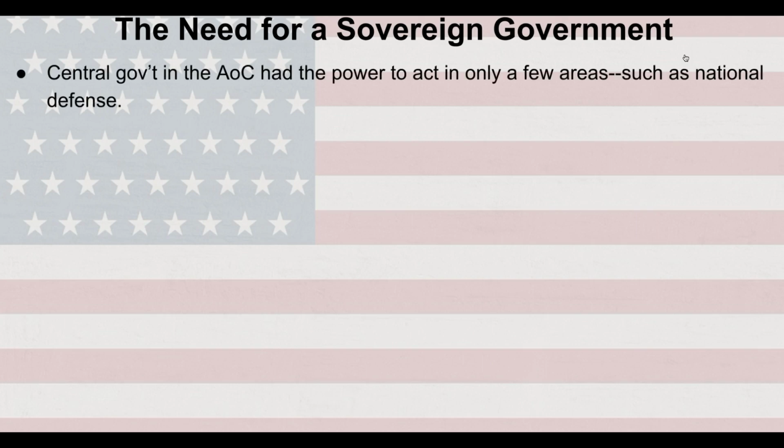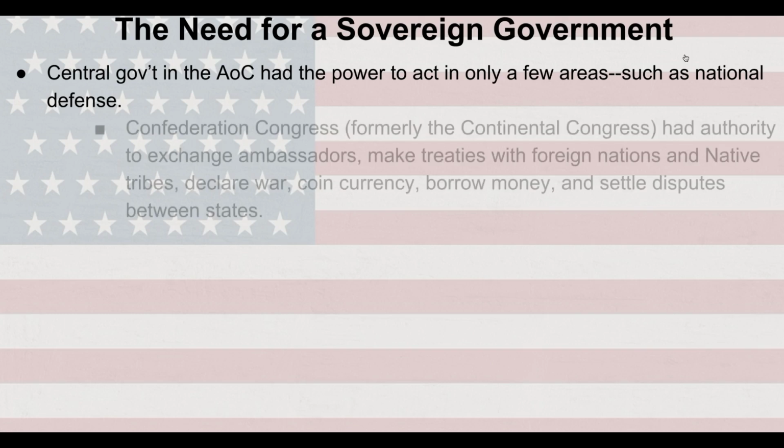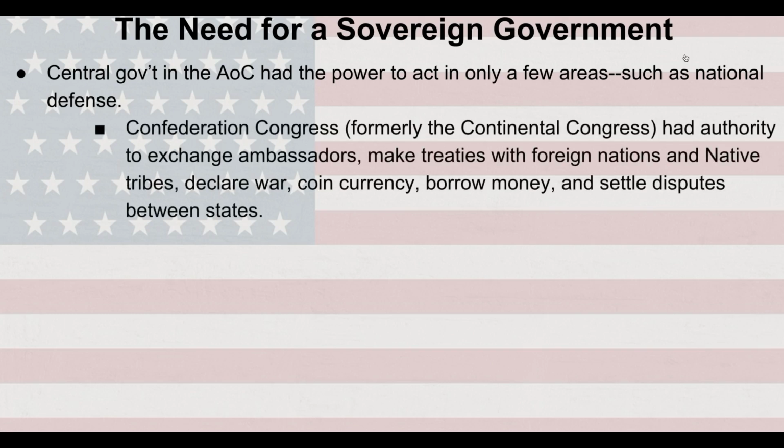So if we look at the central government in the Articles of Confederation, we see that they had power to act in only a few areas, and these areas included national defense. The Confederation Congress, which was formerly known as the Continental Congress, did have the authority to exchange ambassadors with other nations. They did have the authority to make treaties with foreign nations and native tribes. They did have the power to declare war. They could coin currency. They could borrow money, and they could settle disputes between the states.